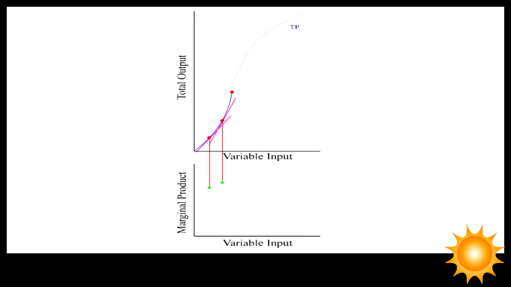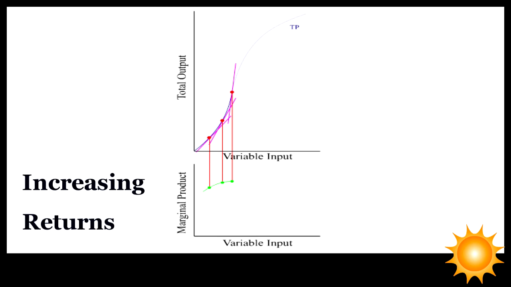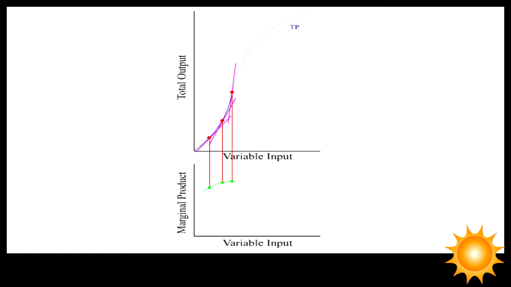Rising marginal product means each additional worker adds more to the total product than the one before. This increasing returns results from dividing labor among the workers, a variable input, and reducing the downtime of the stapler, a fixed input.